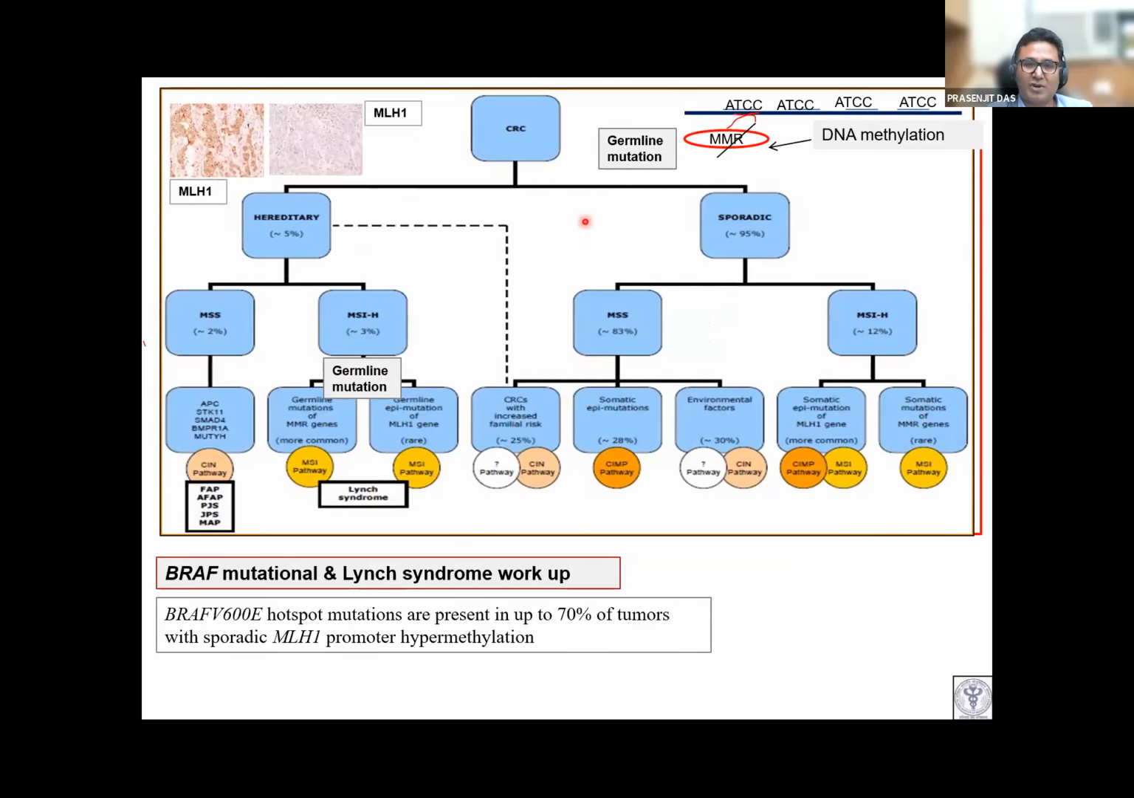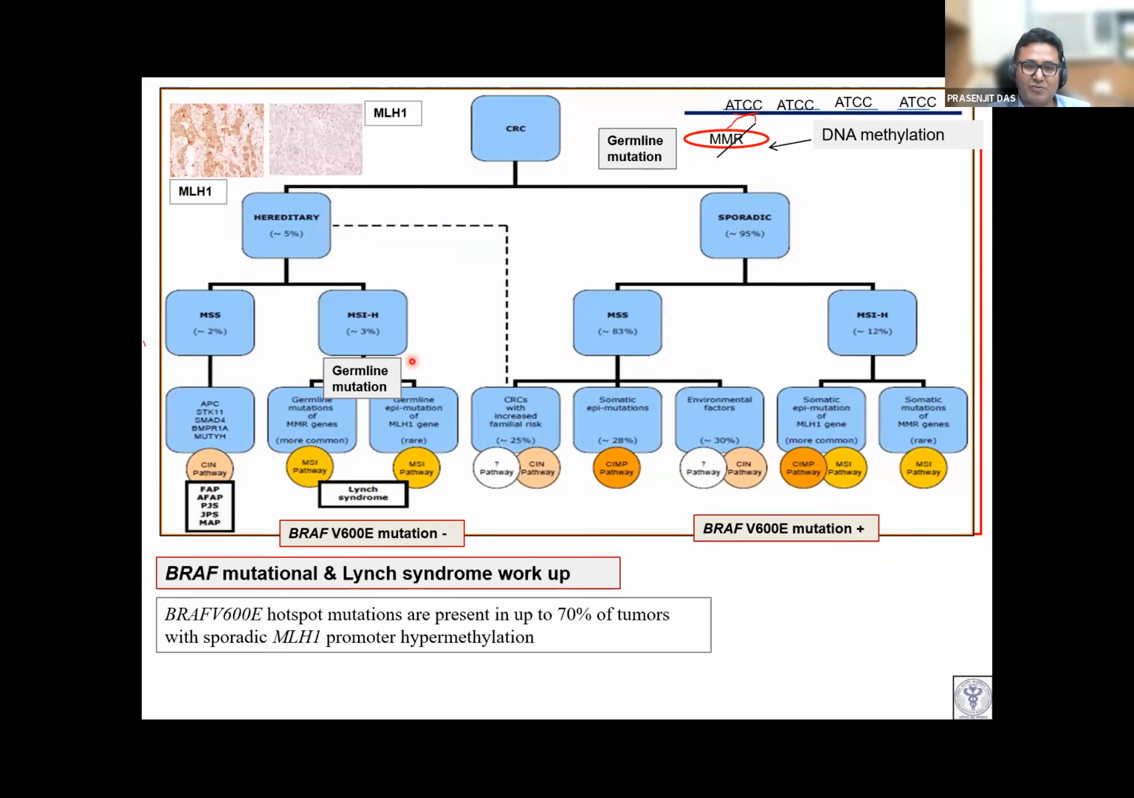So as I have told, there can be two scenarios where your patient has microsatellite instability. Most, 12 to 15% of your sporadic colorectal carcinomas can be microsatellite unstable, and also up to 5% of the hereditary colorectal carcinomas can have microsatellite instability. So if the patient is aged about 40 years, you want to work up for Lynch syndrome. So how do we work up for Lynch syndrome?